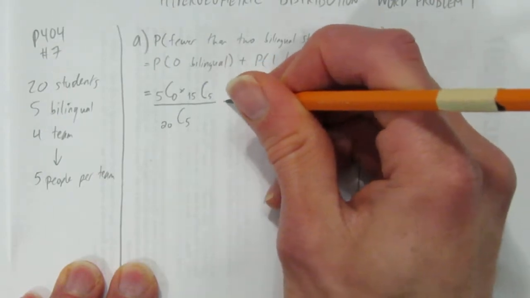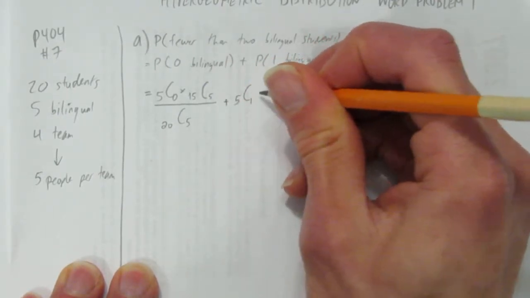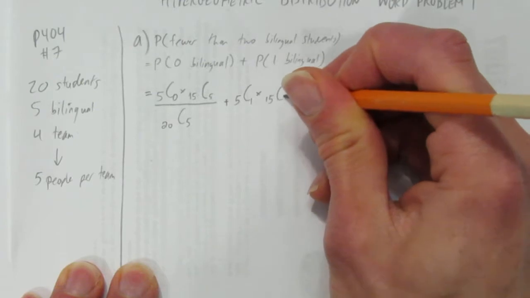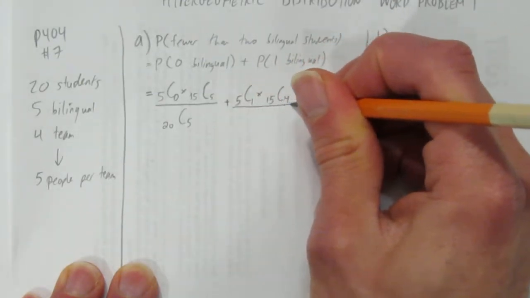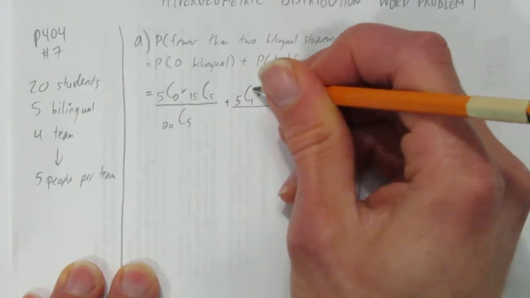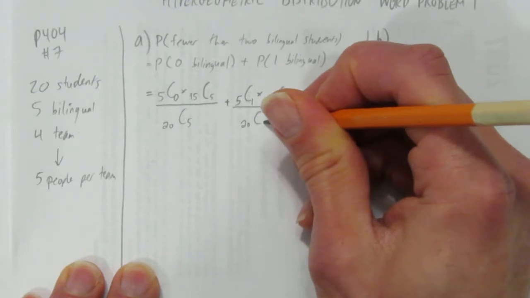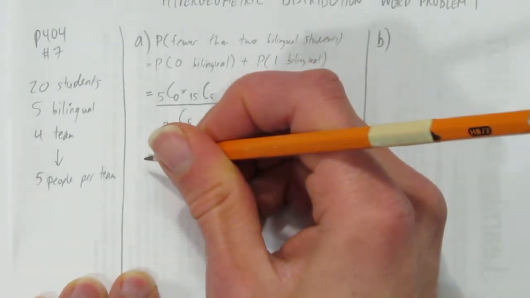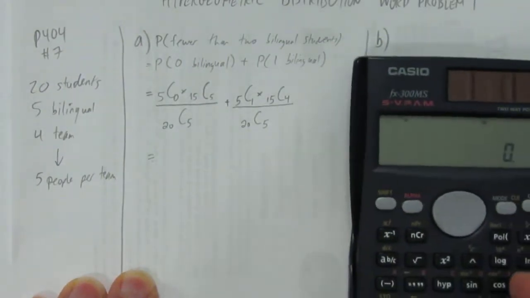What about 1 bilingual student? Well, you have 5 to choose from, so choose 1. And then times the other leftover 15 students, choose your remaining 4 people for your group for a total of 5. And that's probability, so this is the number of ways to choose them, out of a total 20 choose 5 ways you could choose them with no restrictions. So let's calculate that. I think we'll leave it as a fraction for now.